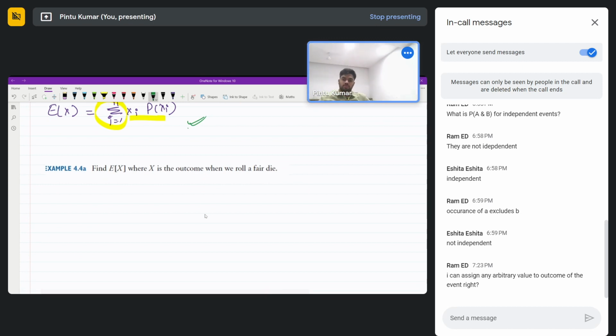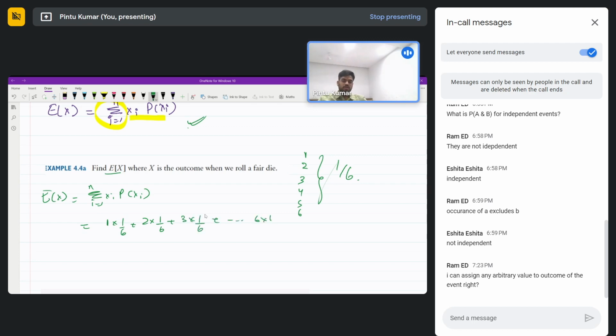So here is a question. Let's say x is the outcome when we roll a fair die. What is the expectation of x? When we roll a fair die, you get 1, 2, 3, 4, 5, 6, all with probability 1 by 6. So the expectation of x is the summation of i equal to 1 to n, xi times probability of xi. This is 1 into 1 by 6 plus 2 into 1 by 6 plus 3 into 1 by 6 and so on till 6 into 1 by 6. This is nothing but (1 plus 2 plus 3 plus 4 plus 5 plus 6) into 1 by 6, which is 6 into 7 by 2 into 1 by 6. This is 7 by 2, it is 3.5. So the expected value of your dice roll is 3.5, but you can never get 3.5.